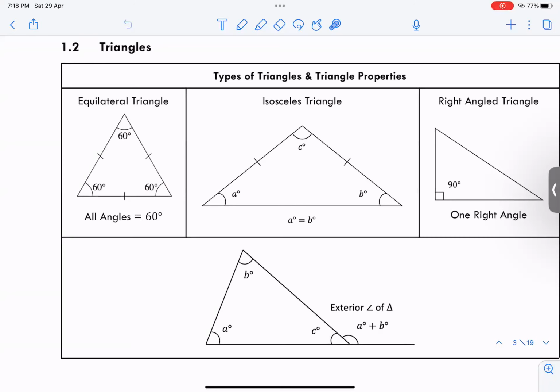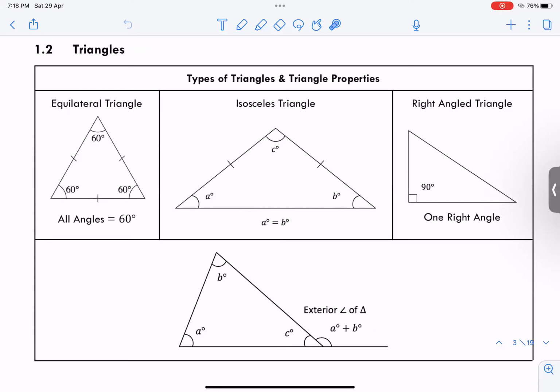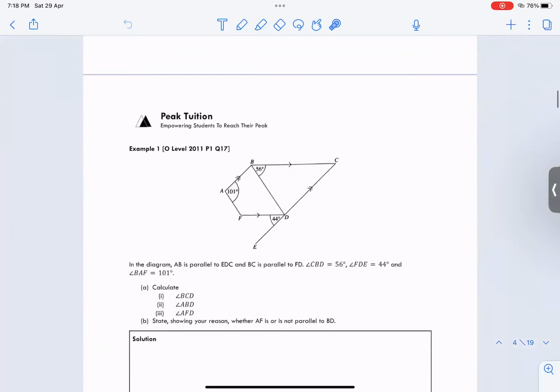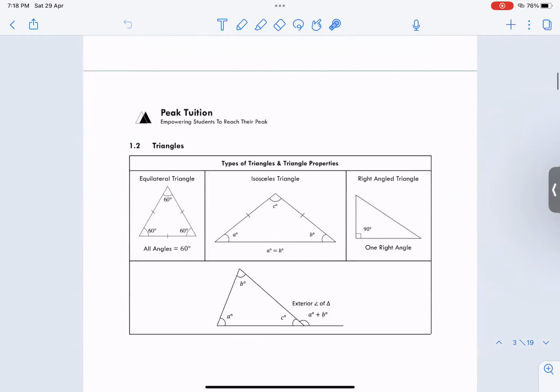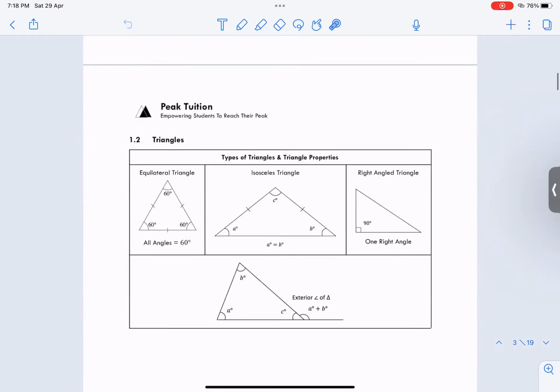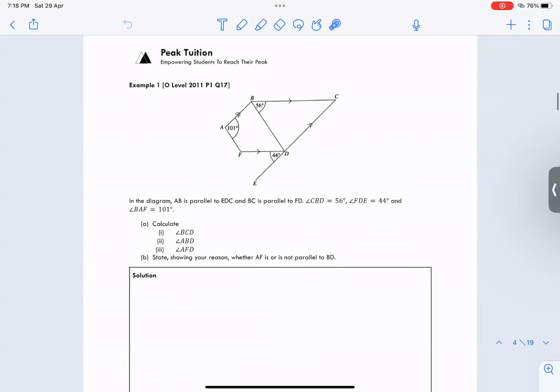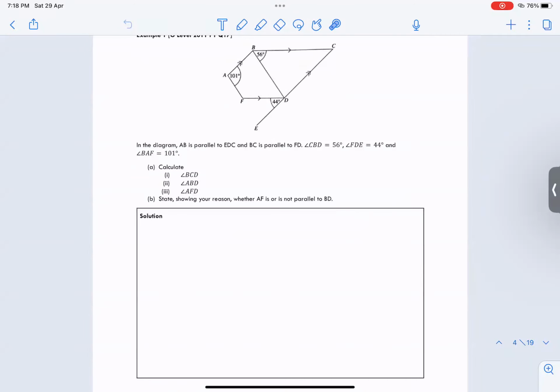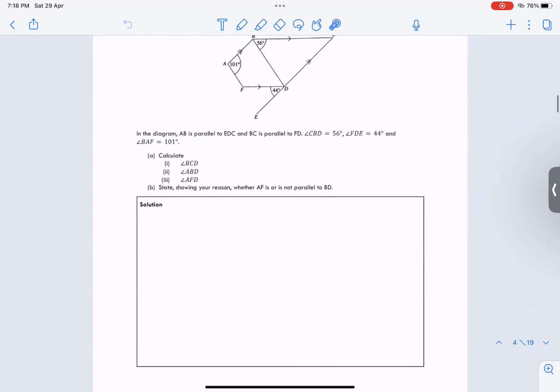The equilateral triangles, all angles 60 degrees, isosceles triangle. So sometimes you all will need to use a lot of the base angles of isosceles triangle, those reasonings. Then your right angle triangle with the 90 degrees and your exterior angles of triangle. Okay. Then I'll just let you read through a little bit and then we can start with the first section. So this one is quite simple. It's all just testing your reasoning, how well you know them.